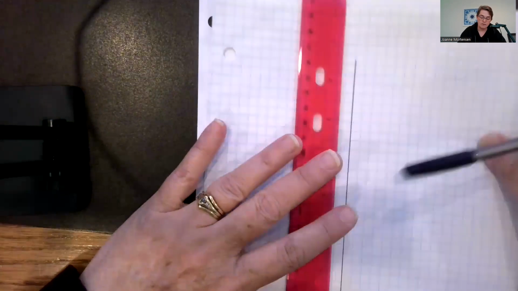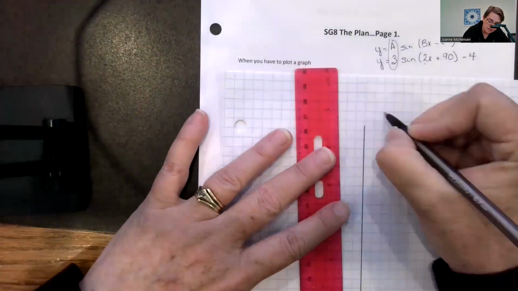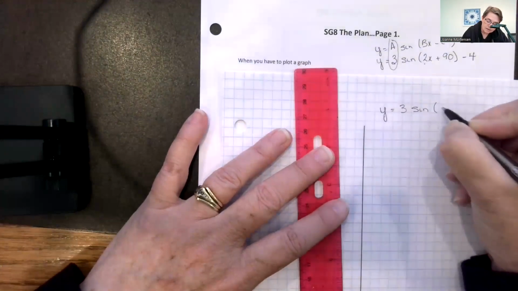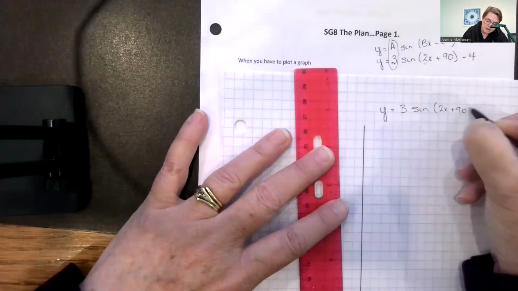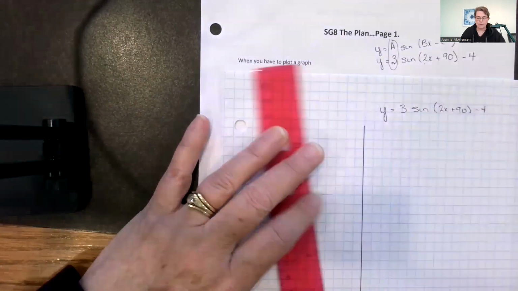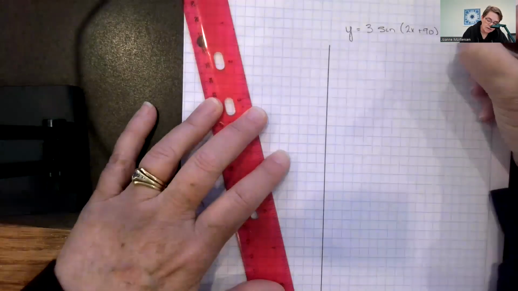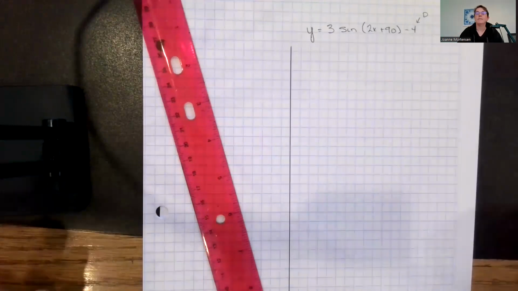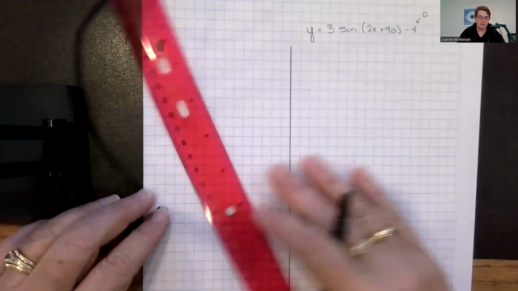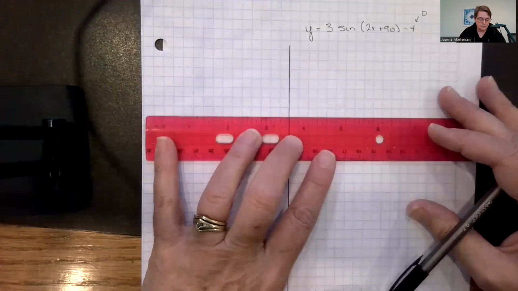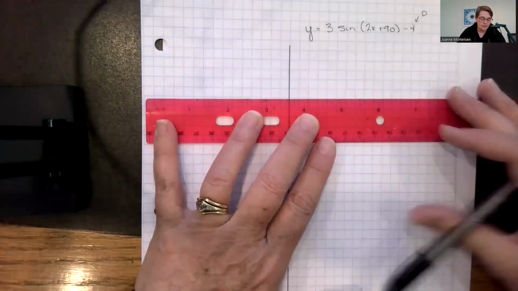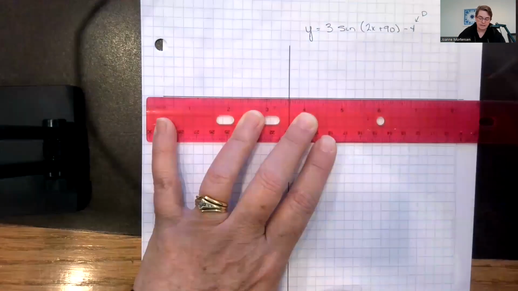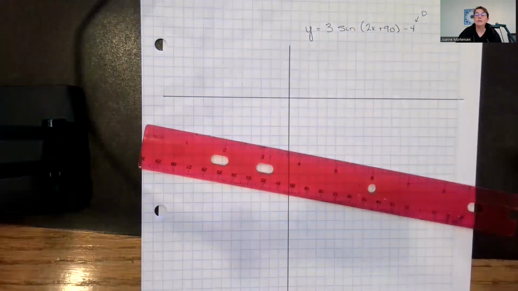And before I forget, I'm just going to write my equation here, so I don't have to keep flipping around. y is equal to 3 sine 2x plus 90 minus 4. Okay, so we're going to start here with that. That tells me my graph's going to start at -4. I'm going to put my graph up here so I have lots of room. You can start every single one in the middle of the page and you'll be fine.